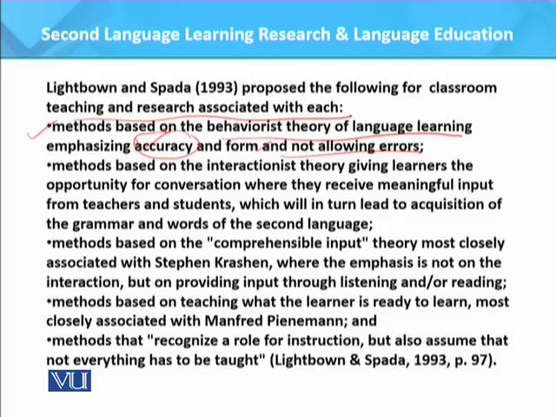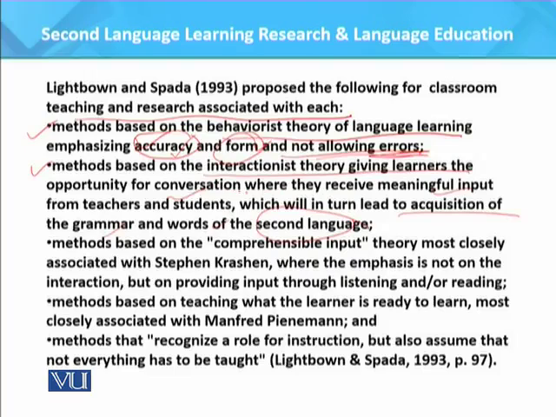So the material used in the classroom with regard to behaviorist theory only focuses on accuracy and form, the kind of language that is used and how accurately it is used, which does not provide a margin for errors. It is just accuracy and form which are the focus of attention here. Second is methods based on the interactionist theory, giving learners the opportunity for conversation, where they receive meaningful input from teacher and students, which will in turn lead to acquisition of grammar and words of the second language.